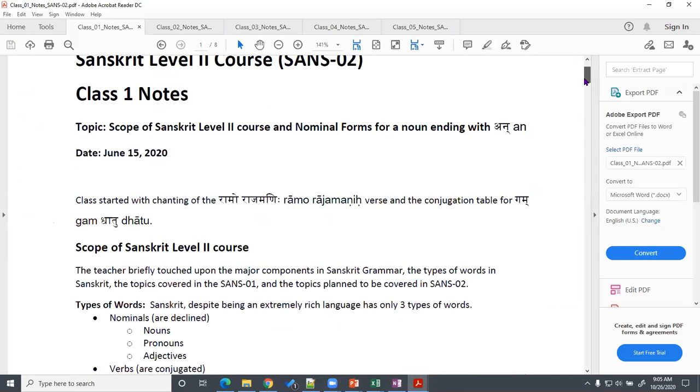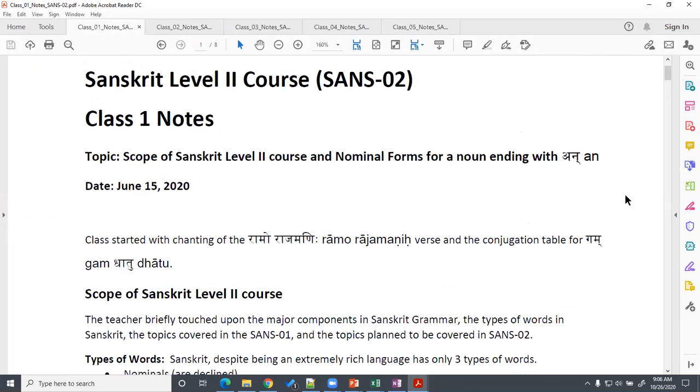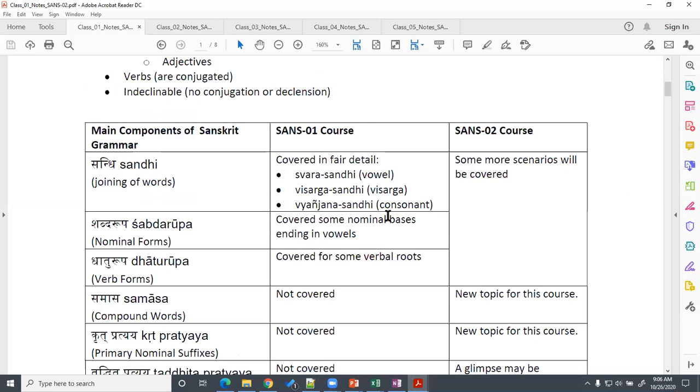So for example, if you look at the class 1, so we started this course, it has been more than 4 months, and after Sanskrit 01, which was relatively basic course, we started this course to be a little bit more advanced, continuation for the same thing. So one thing we did was we defined the scope for this course.